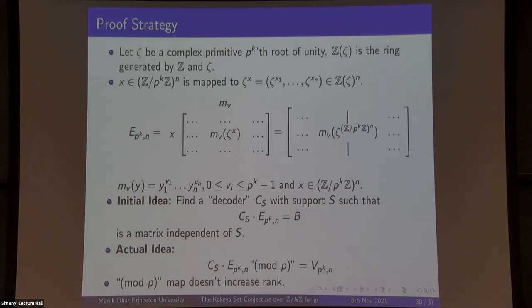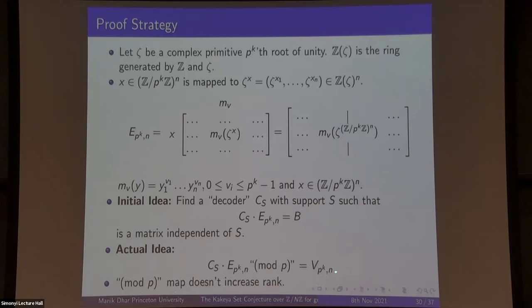Okay, so let me first talk. Does not increase rank over what field? Oh, so this will send things to F_p. So the F_p rank here will be a lower bound for the characteristic zero rank of this matrix. Okay. Yeah.